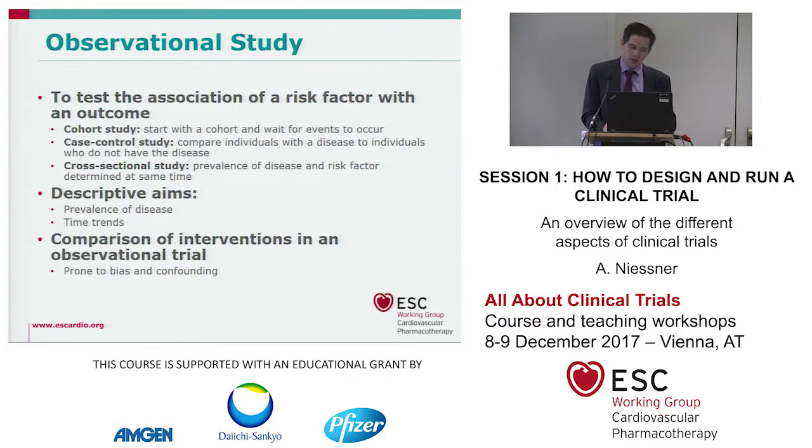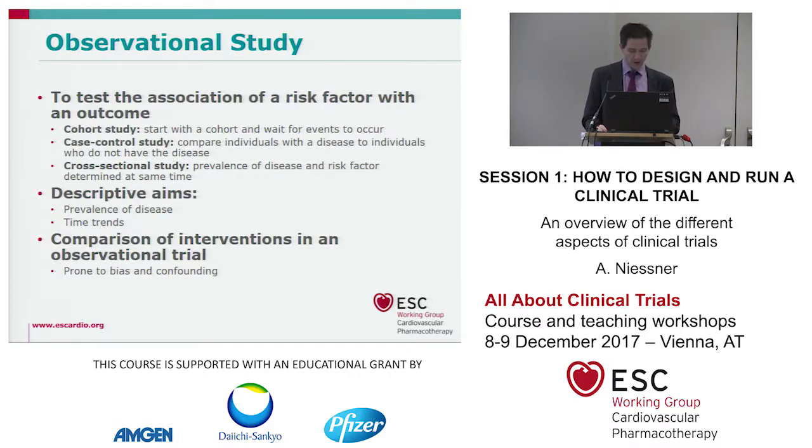And then you could also just want to have descriptive aims, for example, the prevalence of disease, so how many people in Austria have diabetes, for example, or the time trends, if people in Austria had more diabetes in 2017 than in 2007. So these may be some descriptive aims. And this gets now very tricky, you may also want to compare interventions in an observational trial. Usually you compare the interventions by doing a randomized control trial, but you could also try to find something out about two interventions in an observational trial.